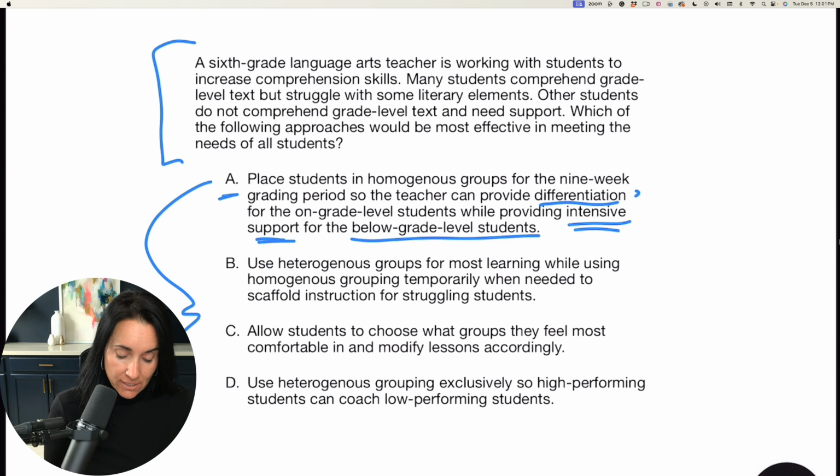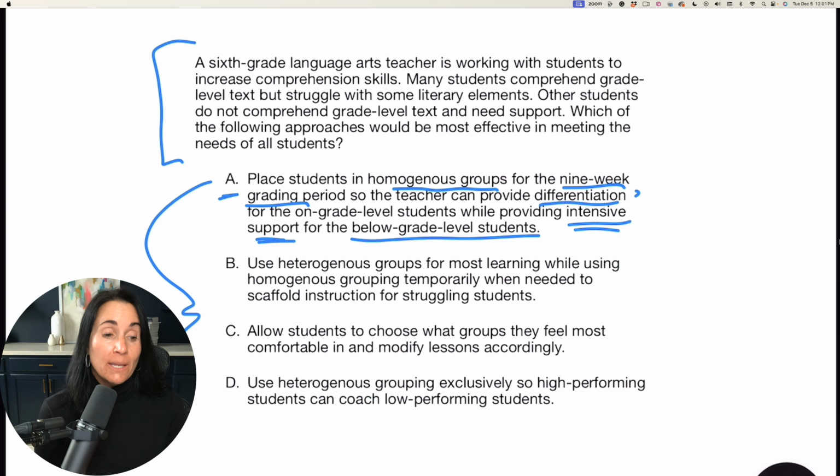However, here's the key. Putting them in homogeneous groups for 9 weeks, that's a long time to be in a homogeneous group. In my opinion, too long, and a lot of educational researchers would agree with that, because we don't want to keep students in homogeneous groups for that long. Temporarily, yes, but for 9 weeks, no. So even though it's got the good words in it, I'm going to cross this out because the practice itself is not best practice.